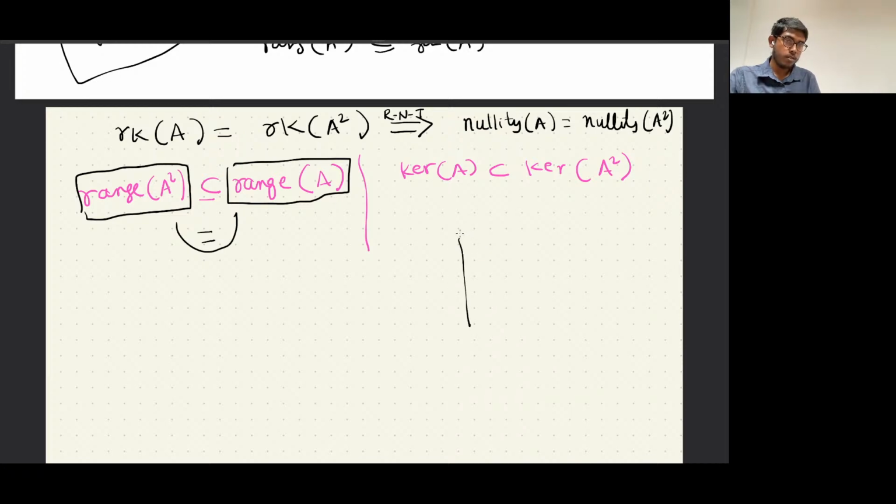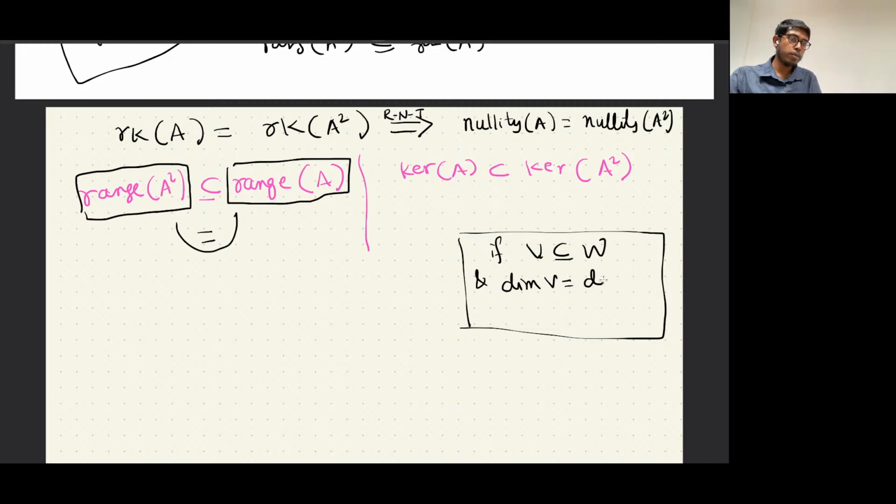So if V is contained in W and dimension of V is equal to dimension of W, this implies V equals W. And how do you prove that? That's not difficult. See, V is contained in W and dimension of V is equal to dimension of W. So what I will do, I'll choose a basis for V.